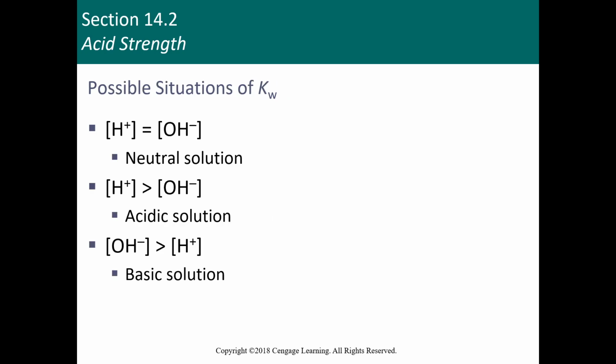Now, a neutral solution will always have the H plus equal the OH minus. In this case, that would be 10 to the negative 7 for each of those values. An acidic solution is defined by having the concentration of H plus be greater than the concentration of OH minus. A basic solution would be the concentration of OH minus is greater than the concentration of H plus, just like our Arrhenius definition of a base and acid before, right?